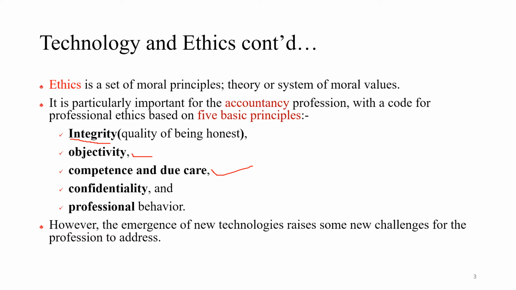Then the other one is confidentiality. It is a very important thing, because to do something or to say something, confidentiality is very important. Then the last one is professional behavior. When we are doing something, our behavior or our profession or what we are doing should look like what we are. If we are a teacher, then we should act as a teacher. If we are a doctor, then we should act as a doctor. So our behavior should be similar to our what? Our profession.